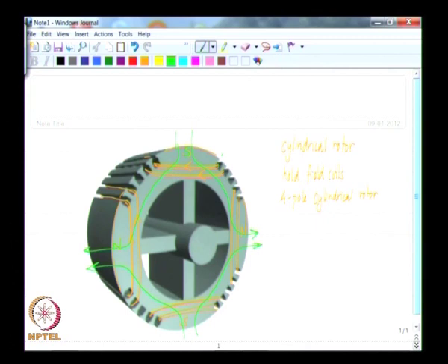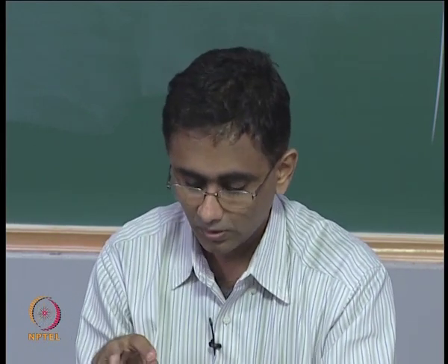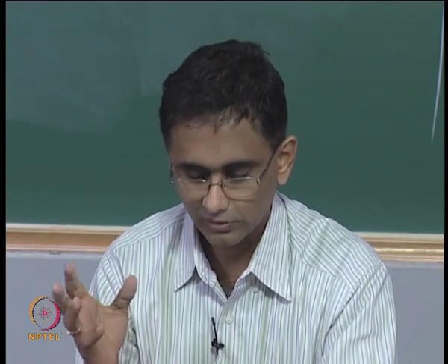We will stop here now, and then in the next lecture we will look at the other variety of synchronous machine rotor, that is a salient pole rotor, and how that is geometrically designed and how it looks like, before we go on to modeling the machine itself. We will stop here for now.